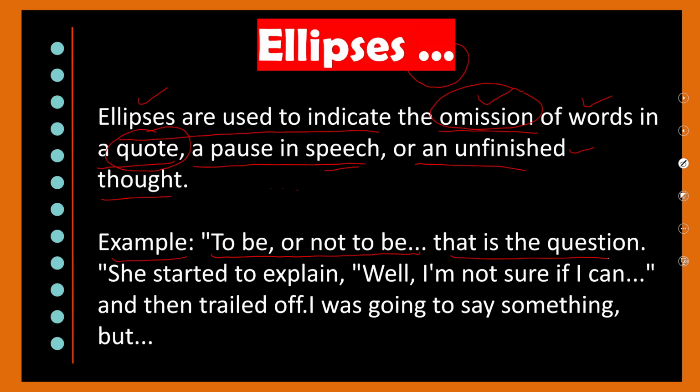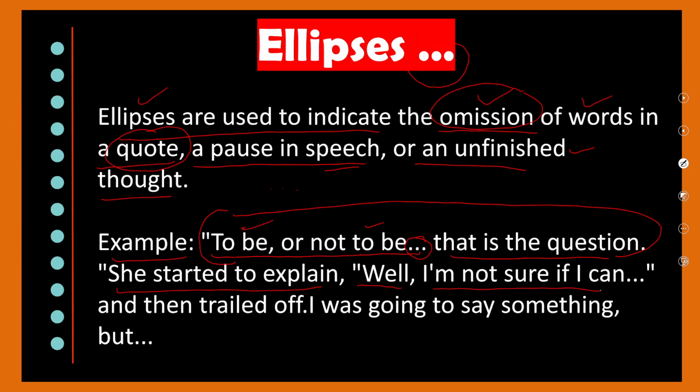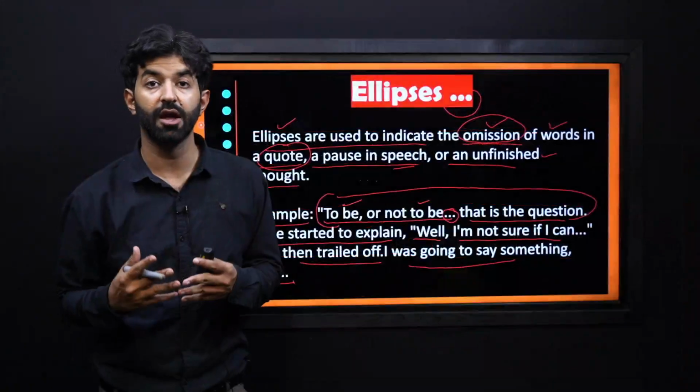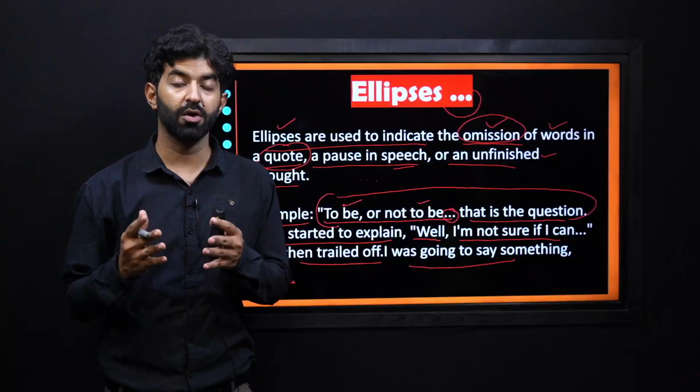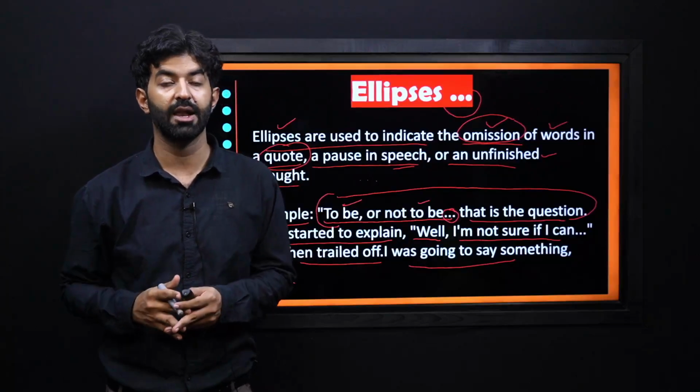An example is, "To be or not to be... that is the question." This quote is from Shakespeare's play. You can see that after "to be or not to be," we have a pause, so we used our ellipses. Another example is, she started to explain, "Well, I'm not sure if I can..." and then trailed off. "I was going to say something, but..." These are unfinished sentences, unfinished thoughts. If you come across this kind of situation, you will use ellipses.